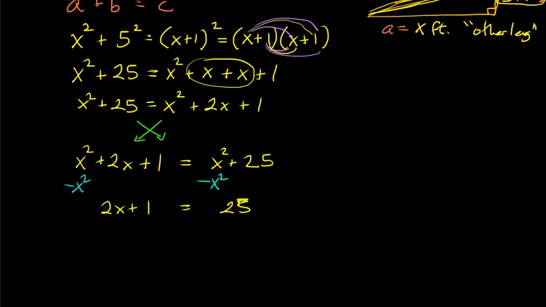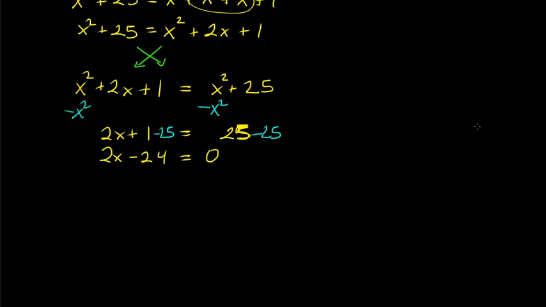Oops, that's supposed to be a 5. And now just take away the 25 from both sides. And we get 2x minus 24 equals 0. But notice something weird about this. We canceled the x squares. There is no x squared anymore. So it turns out this is not even a quadratic equation. This is a linear equation. And you should be able to solve that in your sleep. That's how easy this is.